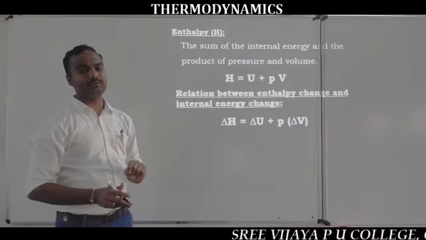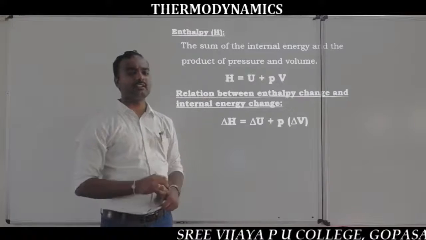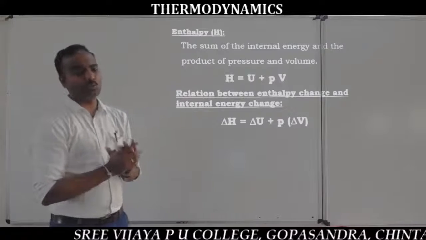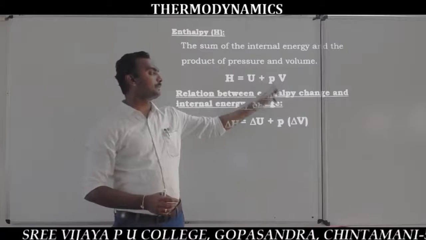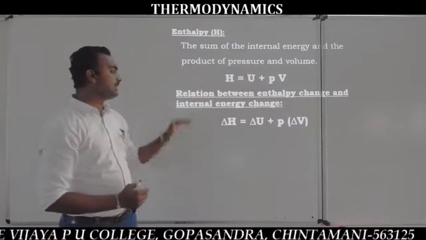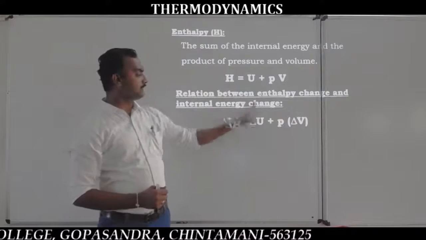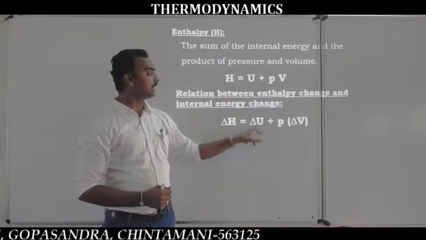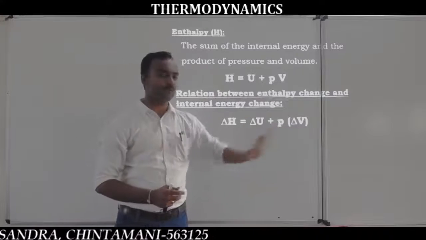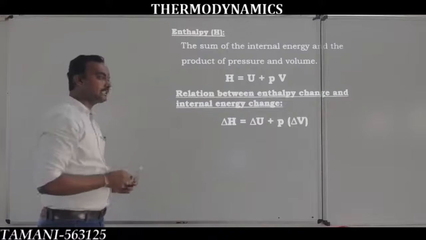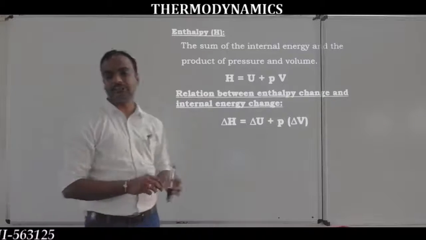H is called enthalpy and U is called internal energy, and PV, where P is the pressure and V is the volume. H is equal to U plus PV. For a change, delta H is the change in enthalpy, delta U is the change in internal energy, plus P into delta V. This is a very important equation for the calculations. Delta H is equal to delta U plus P into delta V.